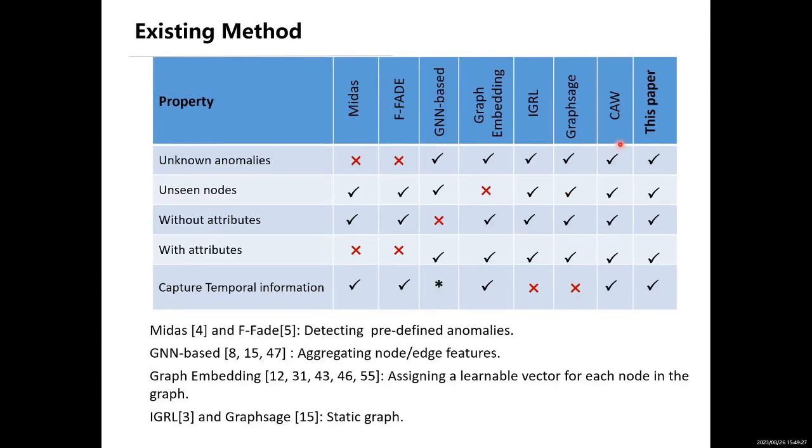CW is an inductive graph representation method, and it is more similar to our proposed solution. So in the experiments, we will show that our proposed solution outperforms CW in the anomaly detection task, because this one is a general method. It's not designed for anomaly detection.